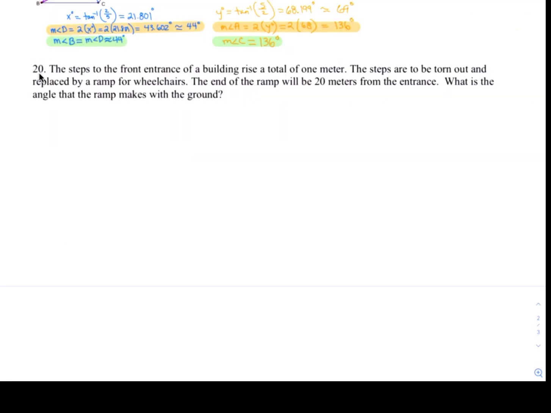All right, here's question 20. It says the steps to the front entrance of a building rise a total of 1 meter. The steps are to be torn out and replaced by a ramp for wheelchairs. The end of the ramp will be 20 meters from the entrance. What is the angle that the ramp makes with the ground?